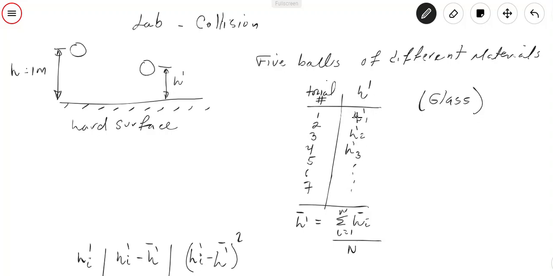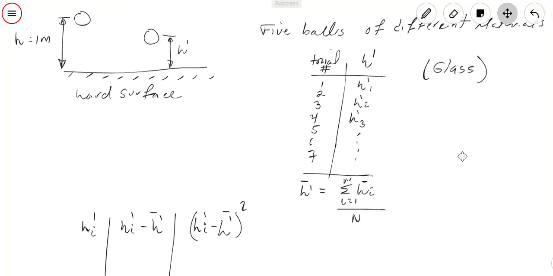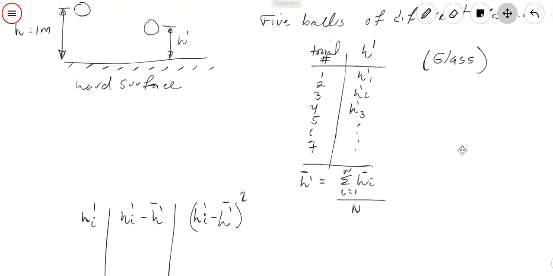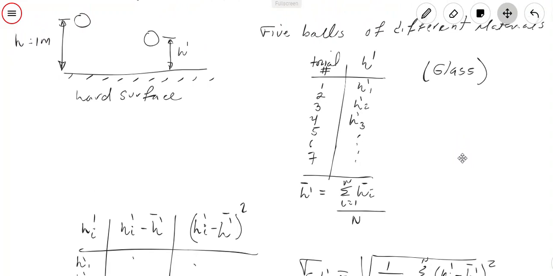Once I have the 7 values of H prime, I will find H prime mean, the mean of H prime. How do you find the mean of H prime? You add these 7 values and divide by 7. That is going to give you the mean of the height that the ball reached after rebounding. Remember that I am doing this for the glass ball. You must do it for 5 different balls, for 5 different materials.